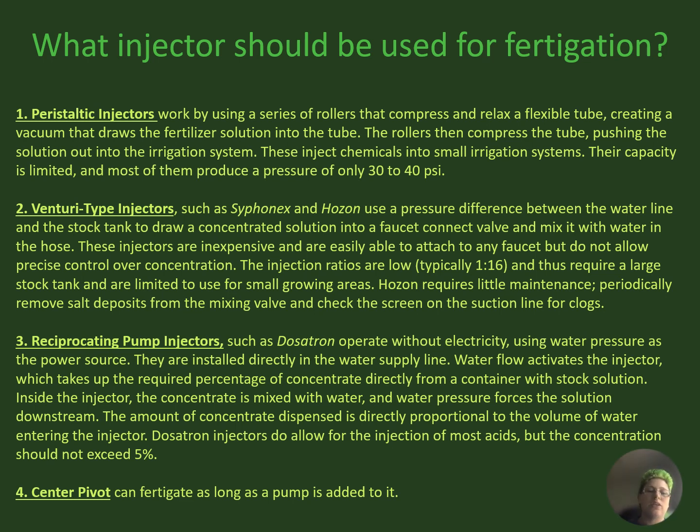Water flow activates the injector, which takes up the required percentage of concentrate directly from a container with stock solution. Inside the injector, the concentrate is mixed with water, and water pressure forces the solution downstream. The amount of concentrate dispensed is directly proportional to the volume of water entering the injector. Dosatron injectors do allow for the injection of most acids, but the concentration should not exceed 5%. The fourth injector I have here is the center pivot, which can fertigate as long as a pump is added to it.